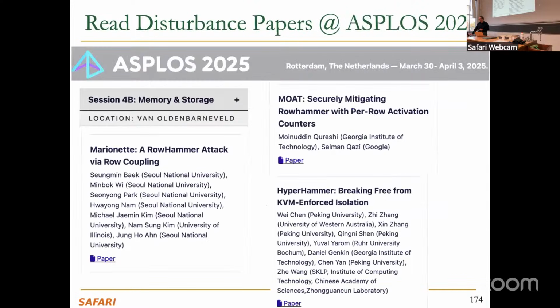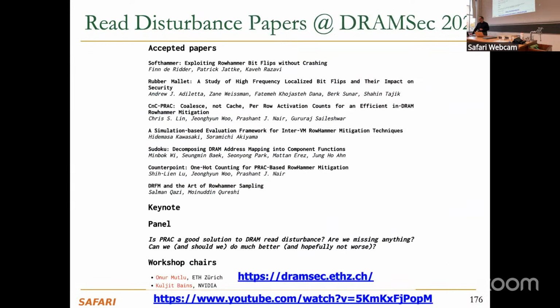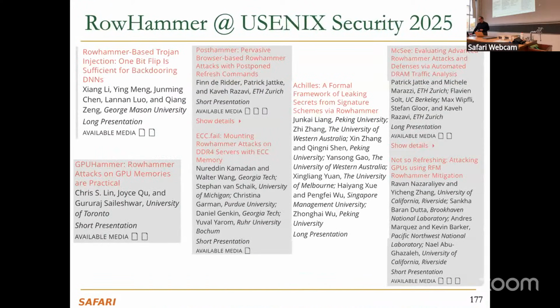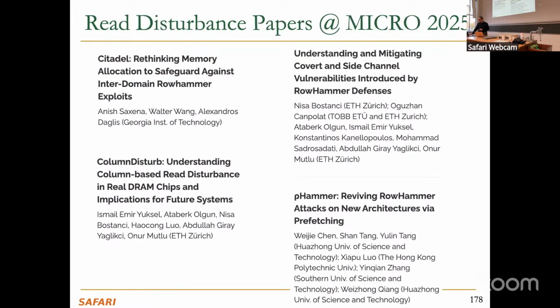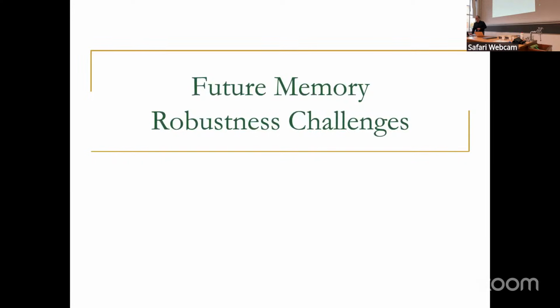So there are redistribution sessions in ASPLOS this year, ISCA. DRAMsec actually was very nice this year with a lot of papers and also a lot of interesting discussion in industry, and you can watch it completely online. And at Usenix Security, as I mentioned, there are 7 papers, which is also interesting. And these are actually looking at different aspects of RowHammer. And at Micro this year, there were 4 papers. Granted, 2 of them are our papers, but yeah. Okay. So future.